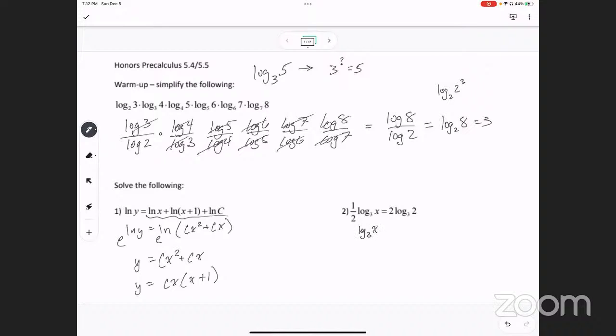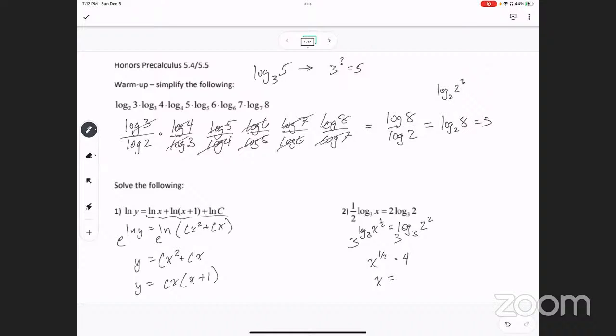Log base 3 of x to the 1/2, right? Equals log base 3 of 2 squared. So you can exponentiate both sides with a base of 3, which will just give you x to the 1/2 equals 4, which means x equals what?